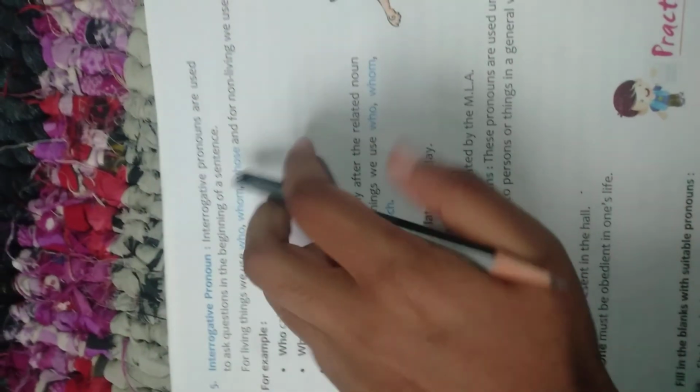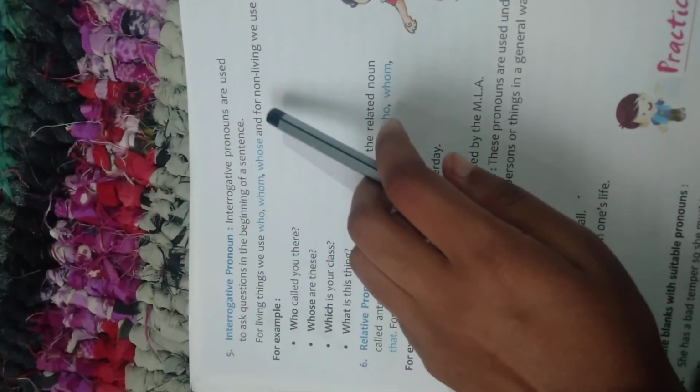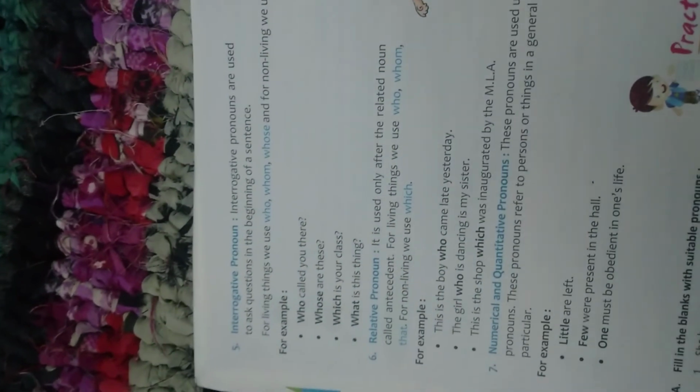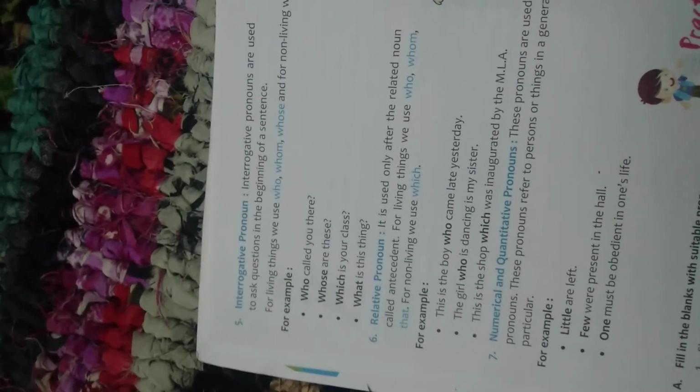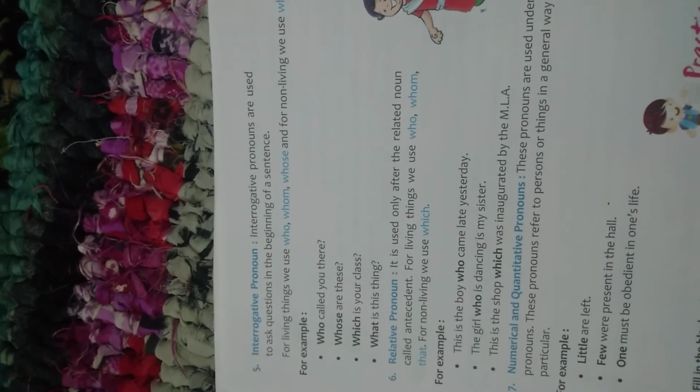Next is interrogative pronoun. Interrogative, you all know, means investigation or questions. Interrogative pronouns are used to ask questions at the beginning of a sentence. For living things we use who, whom, whose, and for things we use what. For example, who called you there? Whose are these? Which is your class? What is this thing? So all these are interrogative pronouns, used to ask questions.